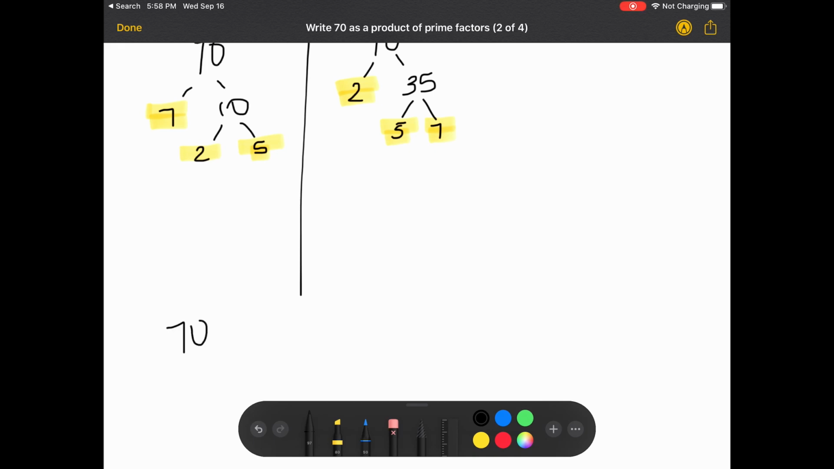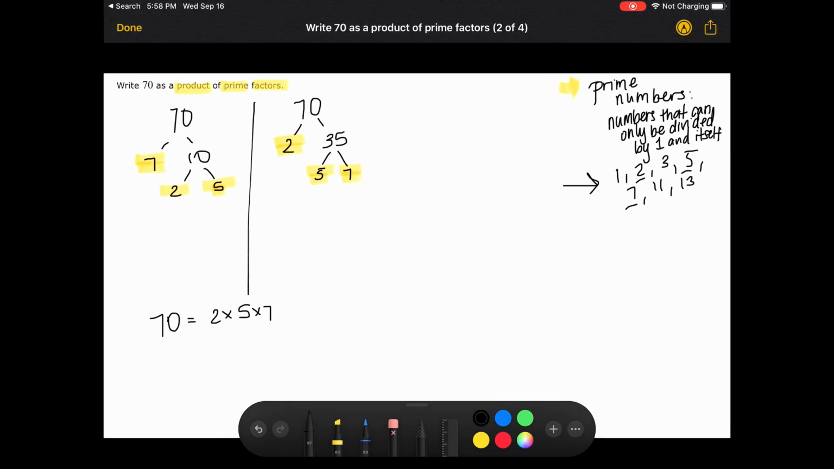So your answer for this, you would say 70 equals 2 times 5 times 7. Now I'm writing this specifically like that because sometimes you can just write the list and it's fine, but it says to write it as a product. So the only way to have a product is if I am actually going in and multiplying those things, because product means to multiply. So this is my answer.